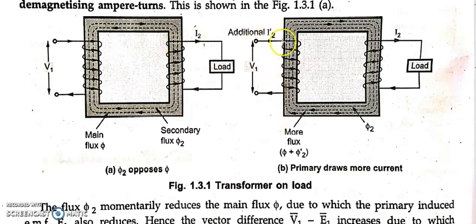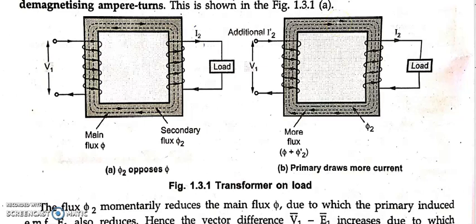So due to this, what happens? The total input will be I1 plus I2 dash, because the directions of I1 and I2 dash are both the same. Remember, I1 and I2 dash directions are both same. So you can see this is the main flux phi, and this one was your phi 2, and this one is phi 2 dash. You can see phi main flux as well as phi 2 dash, the directions are both same.